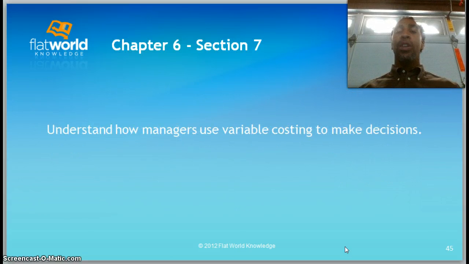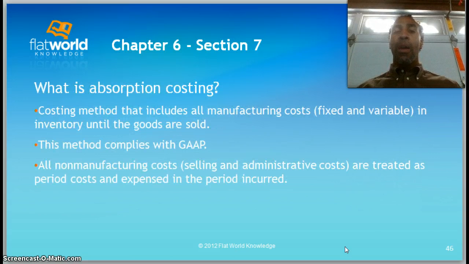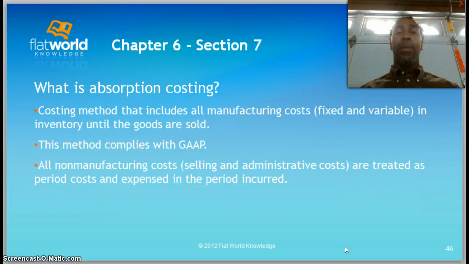So understand how managers use variable costing to make decisions. This is the last topic that we really talk about. You have the difference between variable costing and absorption costing. So what is absorption costing? A costing method that includes all manufacturing costs, fixed and variable, in inventory until the goods are sold, right? So with absorption, you're absorbing all of those costs, whether they be fixed or variable. This method complies with the generally accepted accounting principles. All non-manufacturing costs, selling and administrative costs, are treated as period costs and expensed in the period incurred. Remember, they refer to those as period costs because they're expensed in the actual period that they're incurred.